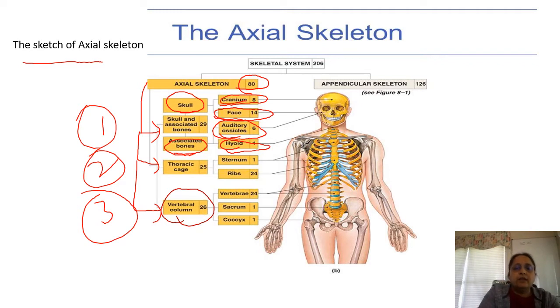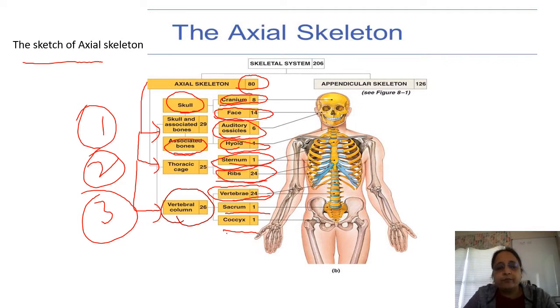Then if you move on to the thoracic cage, it is formed by the sternum, the chest bone, which is single, and the rib cage, which is formed by 24 ribs. Then the vertebral column is formed by the free vertebrae, which are 24, apart from the single structures, the sacrum and coccyx. Even though they are single, the sacrum and coccyx are formed by fused vertebrae, which we will discuss in a further class.